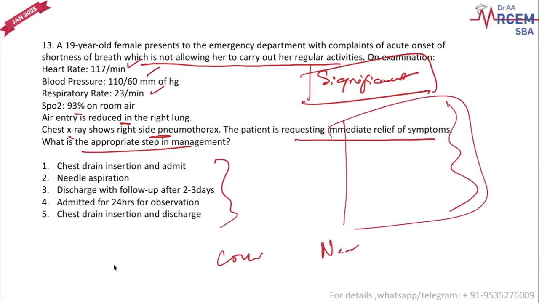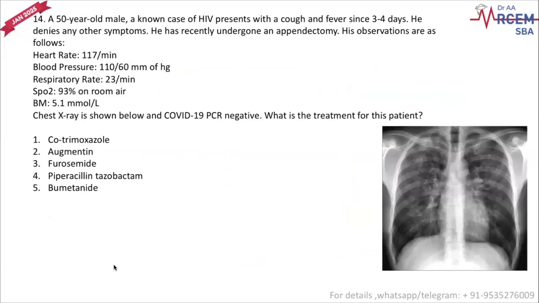Another one is needle aspiration. But what does the patient want? Immediate relief of the symptoms. Because the patient wants immediate relief of the symptoms, we will do needle aspiration. After needle aspiration, if the symptoms still persist, if the patient is still symptomatic with significant symptoms, then you place an ICD and admit. If the symptoms are reduced, then you can discharge. So the right answer here is needle aspiration. Again, that's all you need to remember, and we'll move ahead.